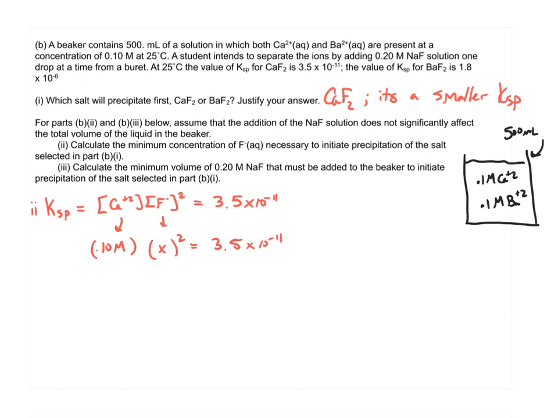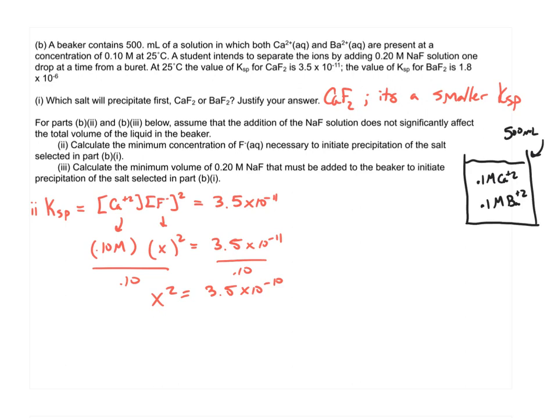So now all we need to do is solve for x. The first thing we're going to do is divide by 0.10 on each side, and what I get is x squared is equal to 3.5 times 10 to the negative 10th. And you'd expect this to be some pretty easy math because dividing by 0.1 is the same as multiplying by 10, and so you just move the decimal point over 1 to the left. So it's just 10 to the negative 10th rather than 10 to the negative 11th.